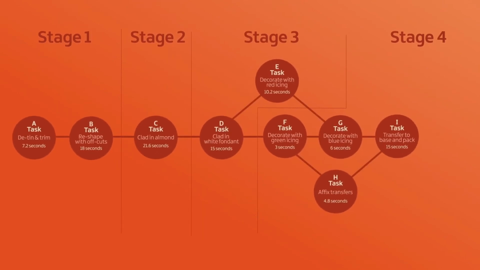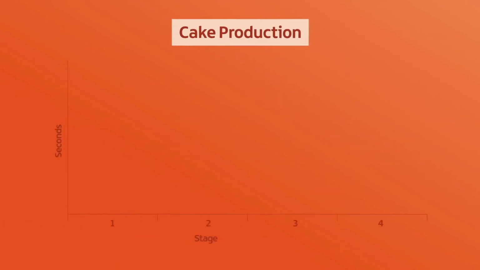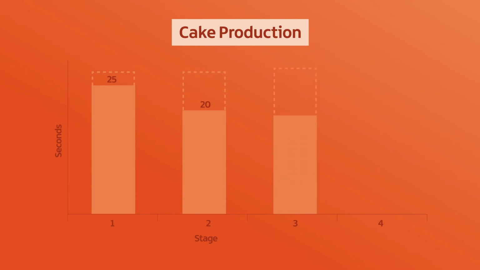Remember, each stage must come to no more than 28.8 seconds. We can allocate elements A and B to stage 1. They total 25.2 seconds, within the 28.8 second limit. Including element C to stage 1 would take it over 28.8 seconds. It receives its own stage, stage 2. Element D is allocated to stage 3.